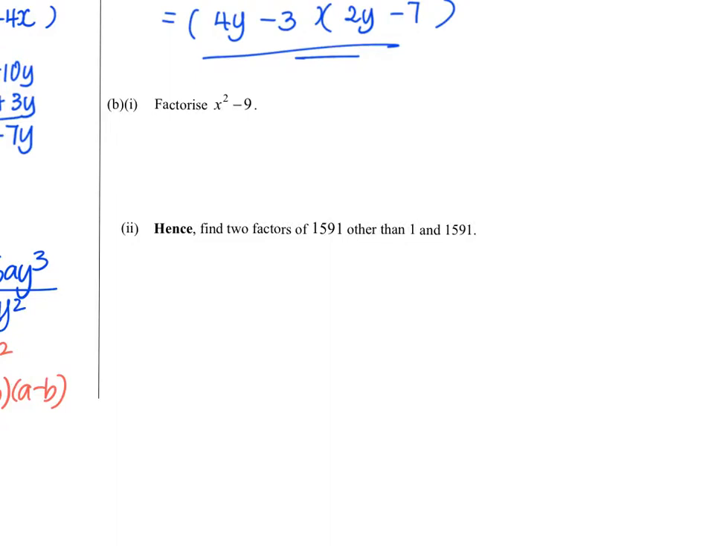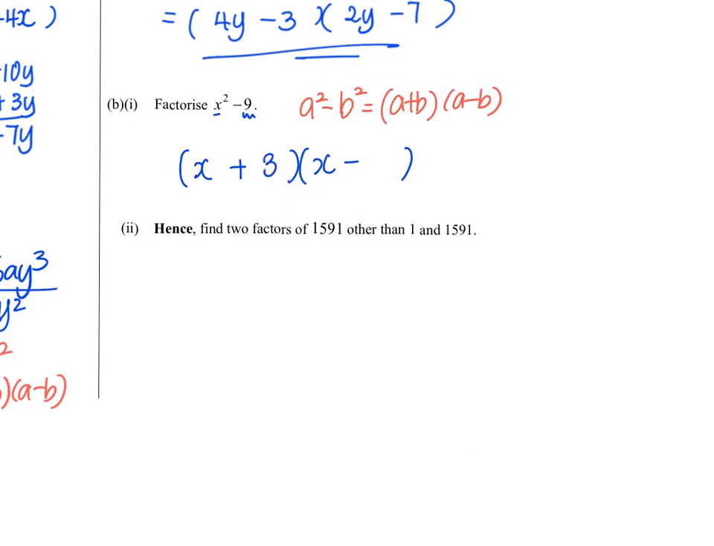Okay, first part of the question, factorize the following. We can see very clearly this is of the form, the pattern a squared minus b squared, to be a plus b, a minus b. So we have two brackets, one plus, one minus. What times what gives me x squared? X times x. What times what gives me 9? 3 times 3 gives me 9.